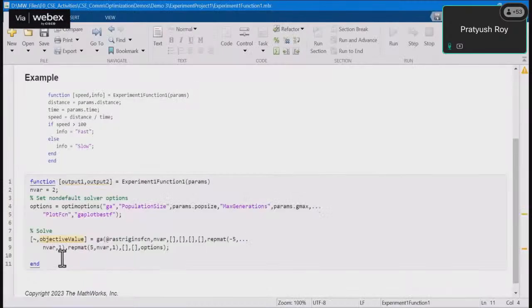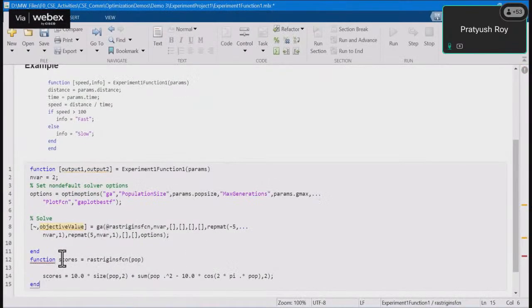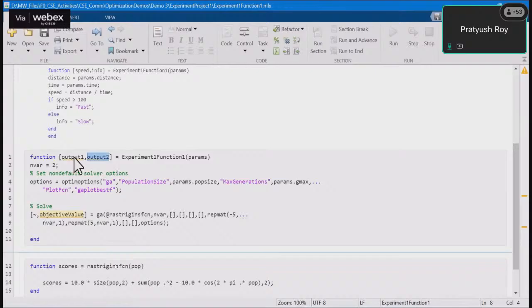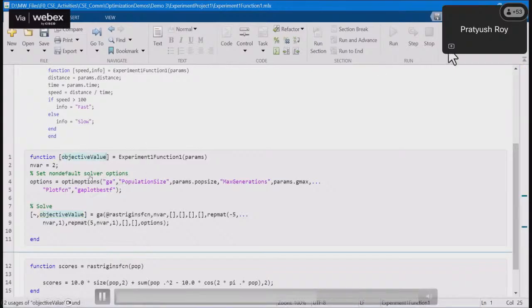So this is the script. But in the same script, I also have to write the function which is there for the optimization one, which is the residence function. So if it is there in your script, please copy paste that in the single script, which will contain the experiment function as well as the optimization function. And accordingly, change the output values. Here, the objective value is the output.